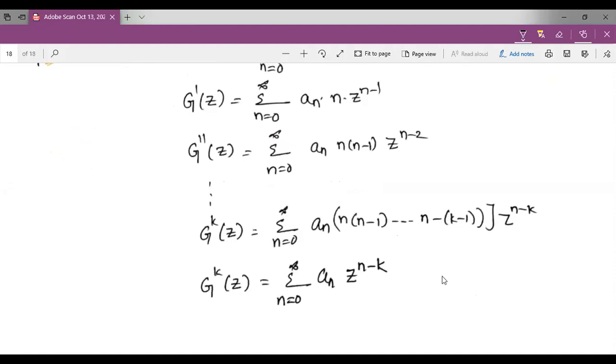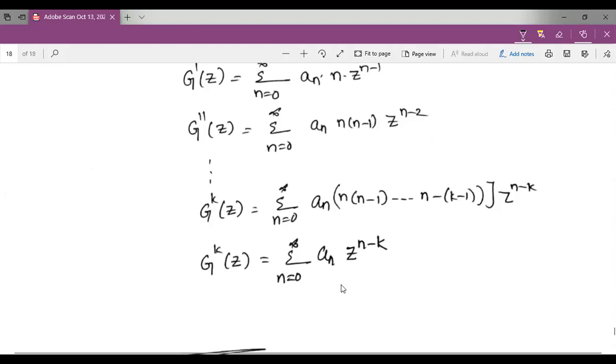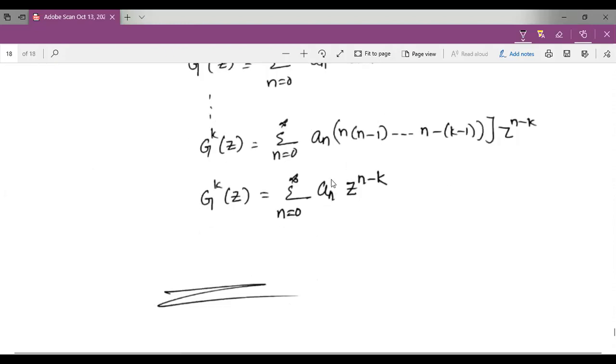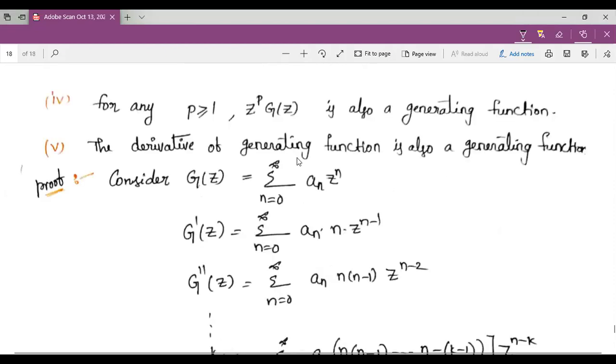So these are all equal to g power k of z, which is equal to summation n is equal to 0 to infinity a n into n into n minus 1 and so on, z power n minus k. So this is also a generating function. So the derivative of a generating function is also a generating function.